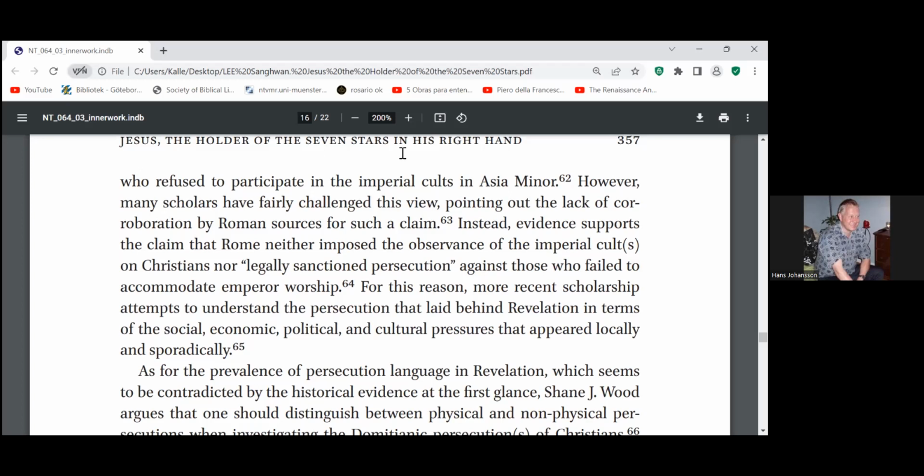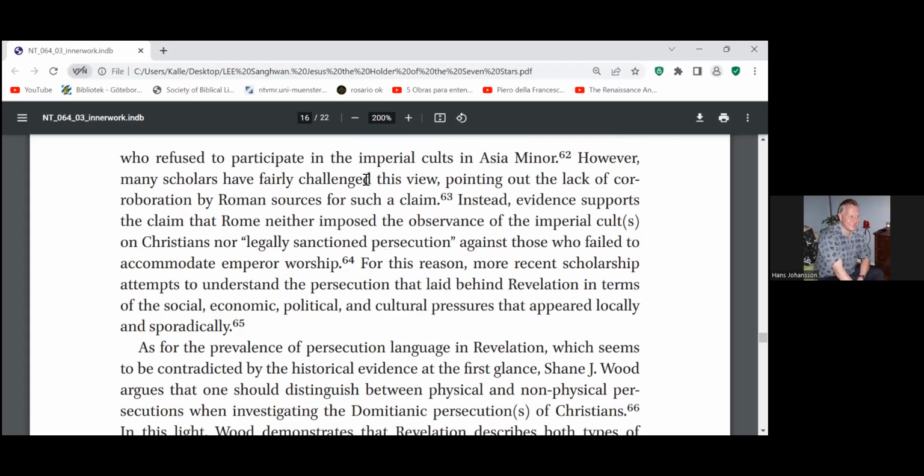However, many scholars have fairly challenged this view, pointing out the lack of corroboration by Roman sources for such a claim. Instead, evidence supports the claim that Rome neither imposed the observance of the imperial cults on Christians, nor legally sanctioned persecution against those who failed to accommodate emperor worship.